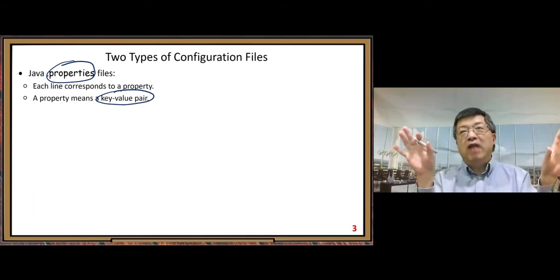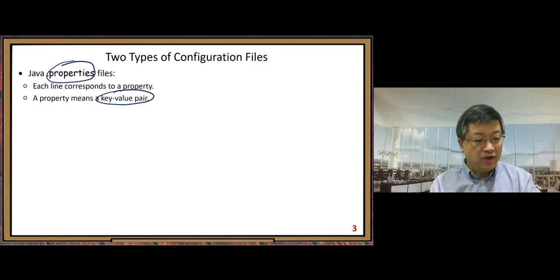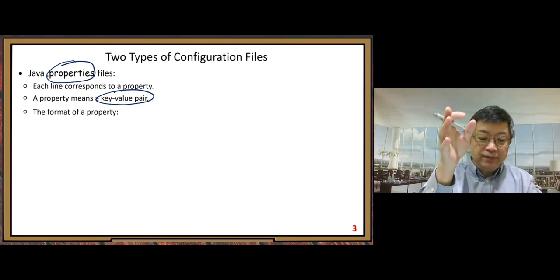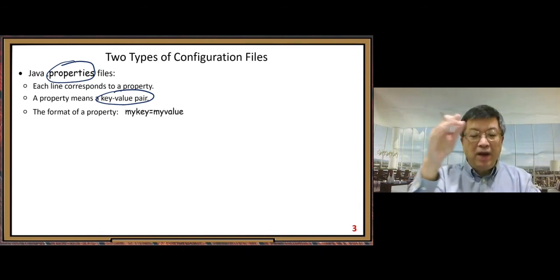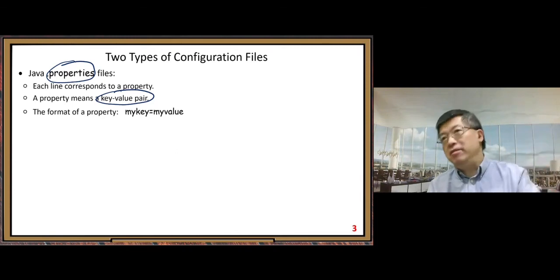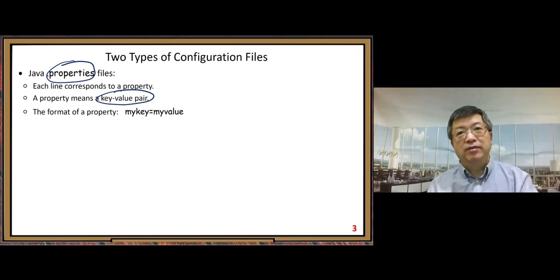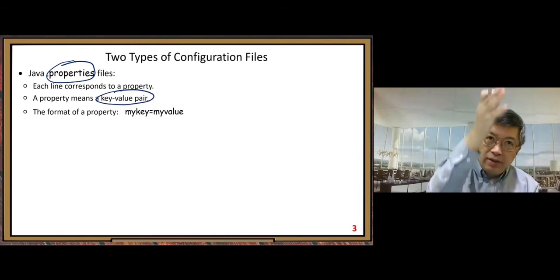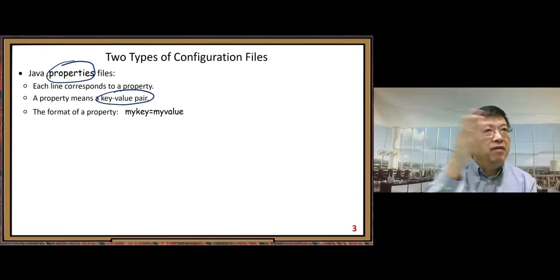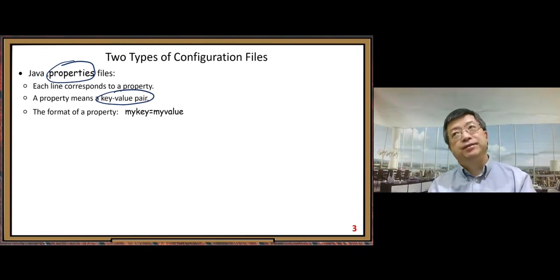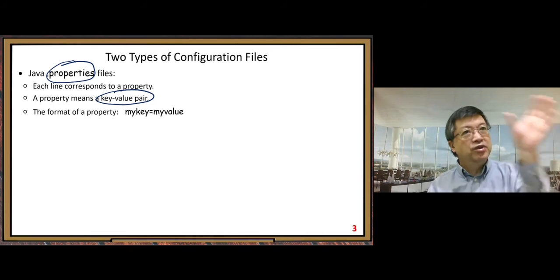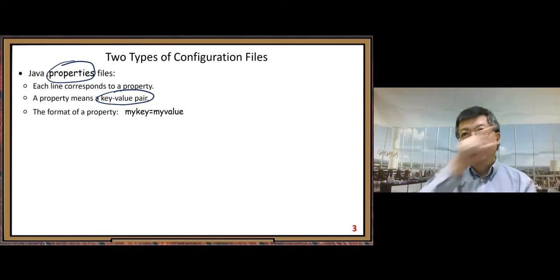But how do you write that key value format? The specific format is this: my key equals my value. My key is just the key name, and you can replace it with any key name. Then the equal sign is the separator. Then my value. That's the typical property format. One line, one property.